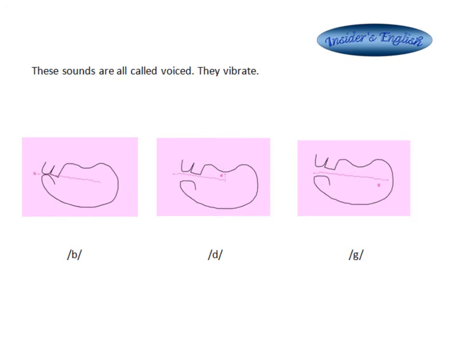The next three sounds are all called voiced. They vibrate as well. Put your lips together and vibrate your air. Ba. Put your tongue on the bump behind your teeth and vibrate the air. Da. And tense the area at the back of your throat and vibrate the air. Ga.